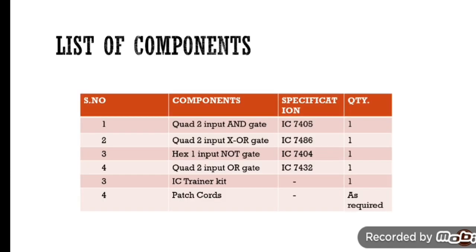Here is the list of components. For the two input AND gate, the IC specification is 7408. For the two input XOR gate, the IC specification number is 7486. For the one input NOT gate, the IC is 7404. And for the two input OR gate, the IC specification is 7432.